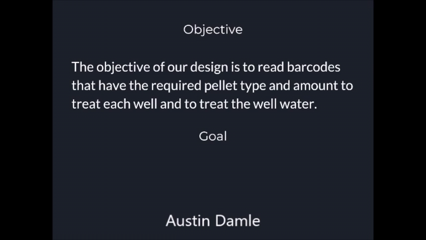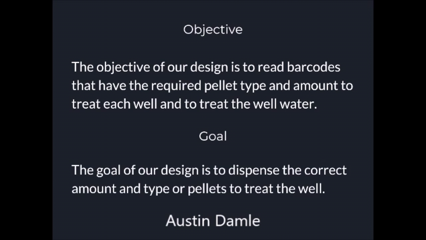So our objective for this project is to have our prototype read barcodes and then determine the pellet size and the amount of pellets that need to go into the well in order to treat the water. We also had to make our project both compact and portable in order for easy access to each well, and the overall goal of our design is to dispense the right amount of pellets and the type into each well.